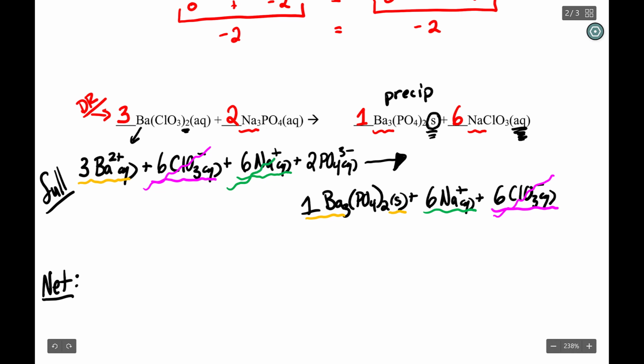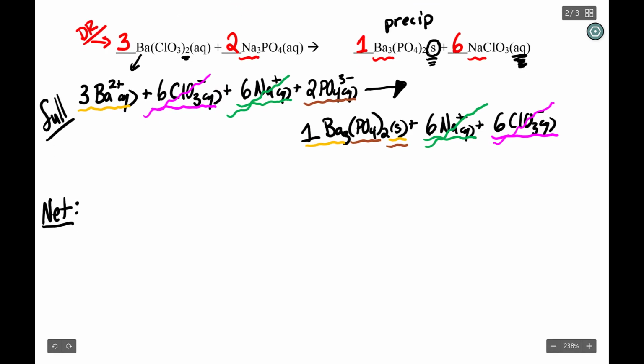So these are going to be removed and they're not going to be part of my net reaction. The phosphate is an ion to start and then it's part of the solid to end. This does undergo a change. It is not a spectator ion. So when I use my net equation, I'm not going to include the sodiums and I'm not going to include the chlorates, but everything else is going to come down exactly the way it is.